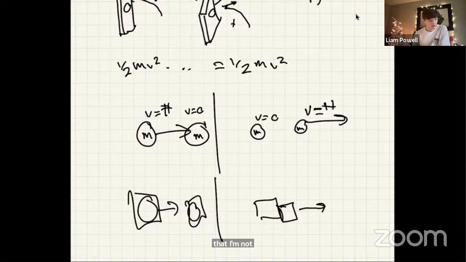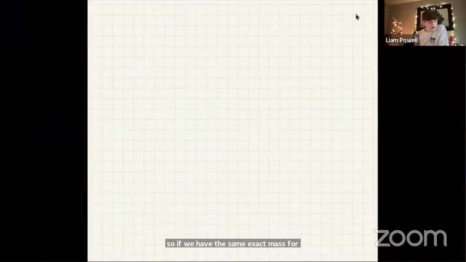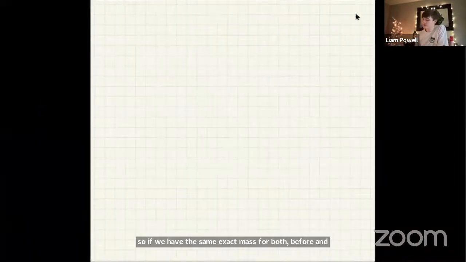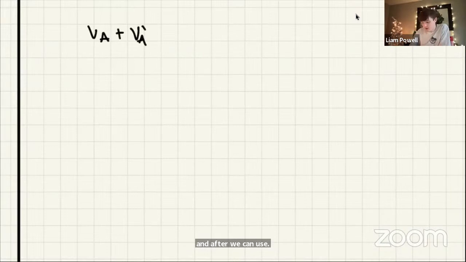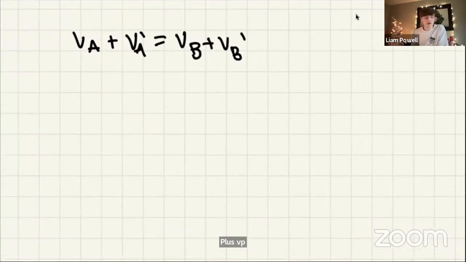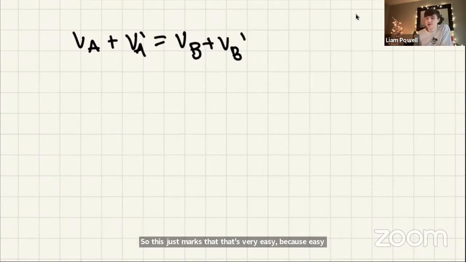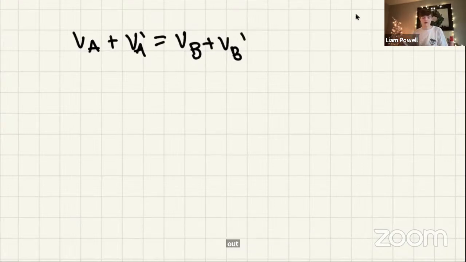If we have the same exact mass for both before and after, we can use the equation VA plus VA prime is equal to VB plus VB prime. This is very easy to understand because all the masses just cancel out because they're the same. The billiard ball is an example of equal masses.